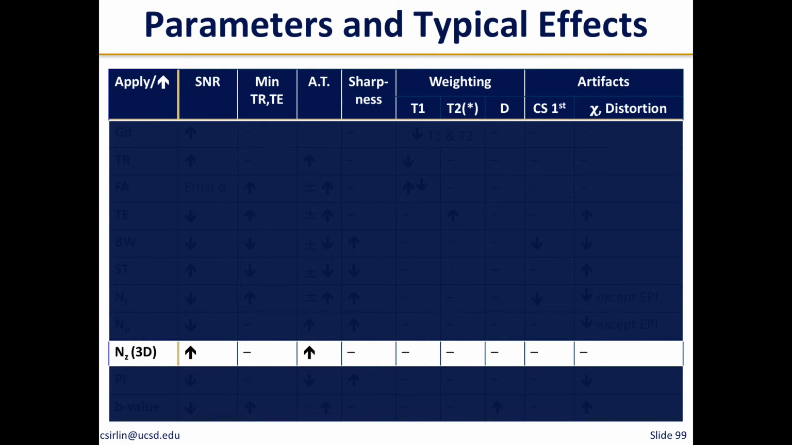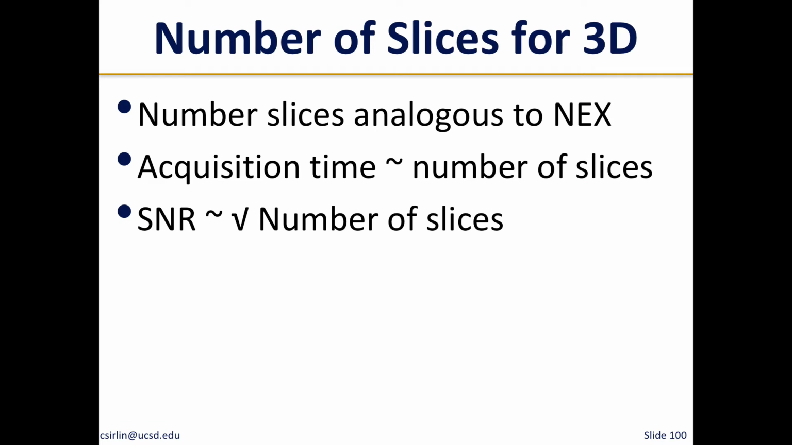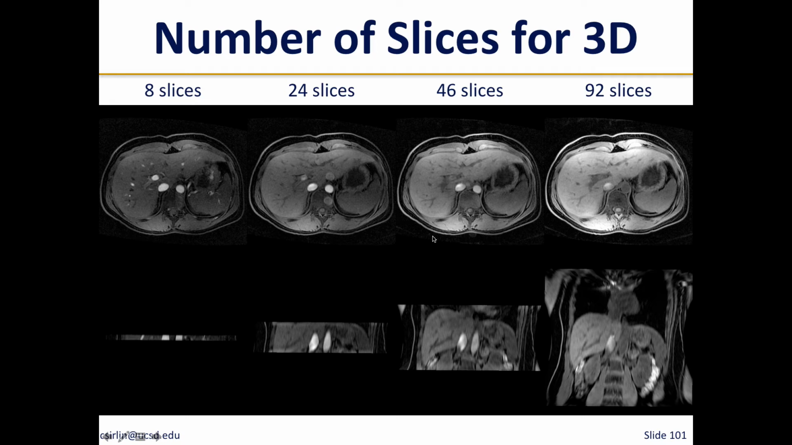Now here's something that I think is pretty cool. With 3D imaging, when you increase the number of slices, you increase your signal-to-noise ratio, because the signal-to-noise ratio is proportional to the square root of the number of slices. Now, I know that sounds crazy, but here, let's look at it.